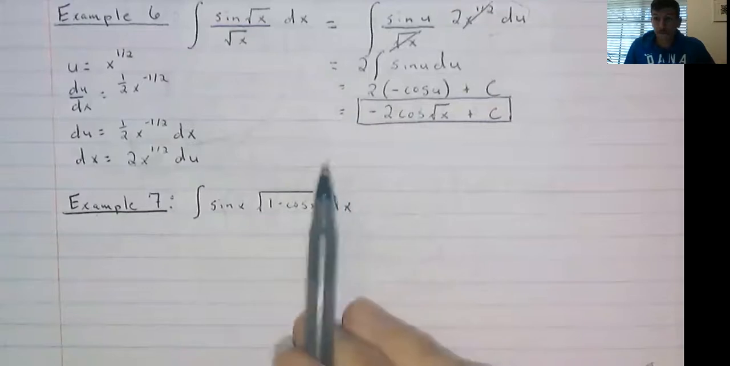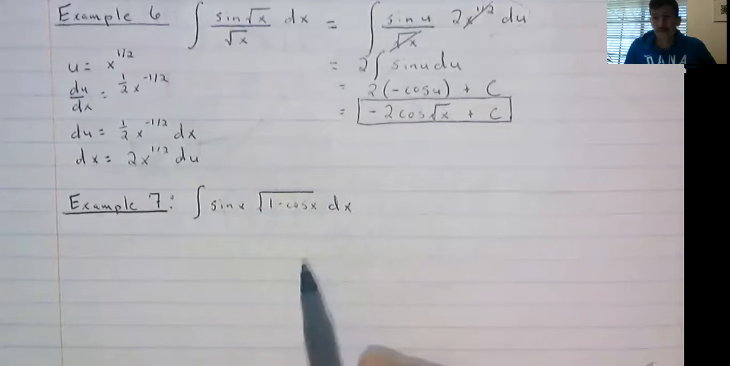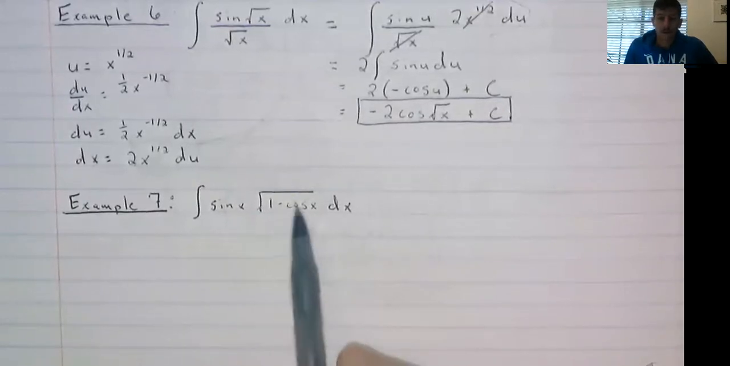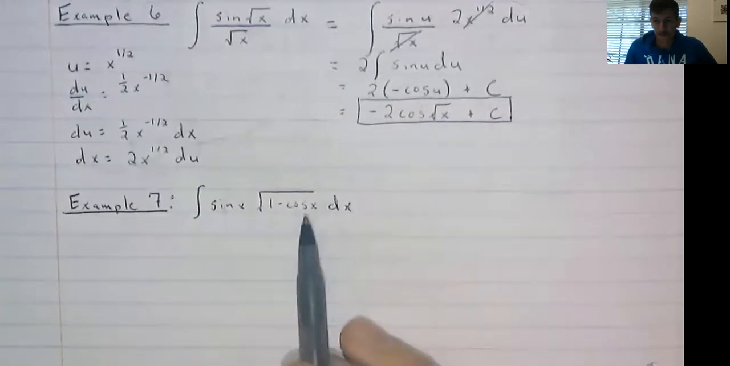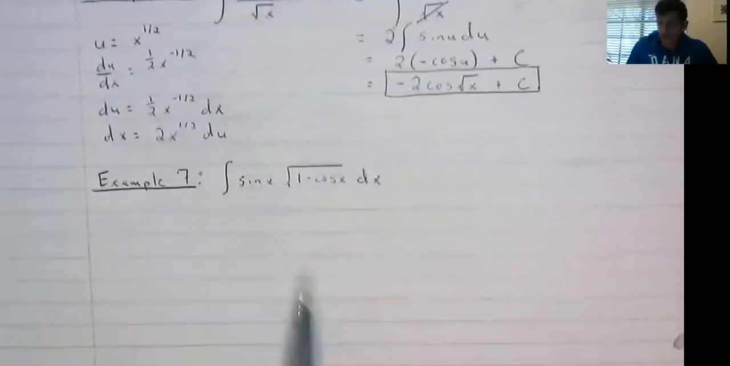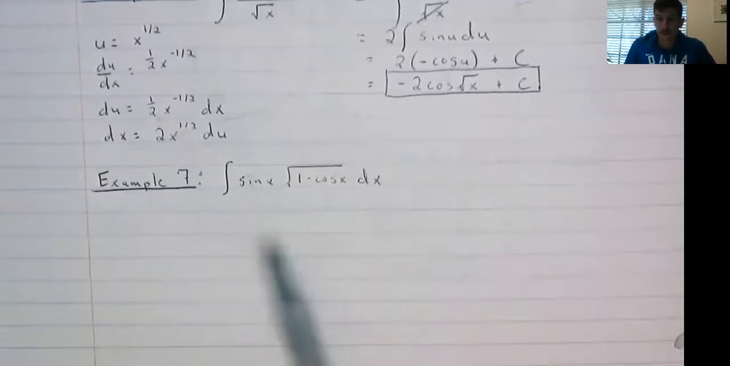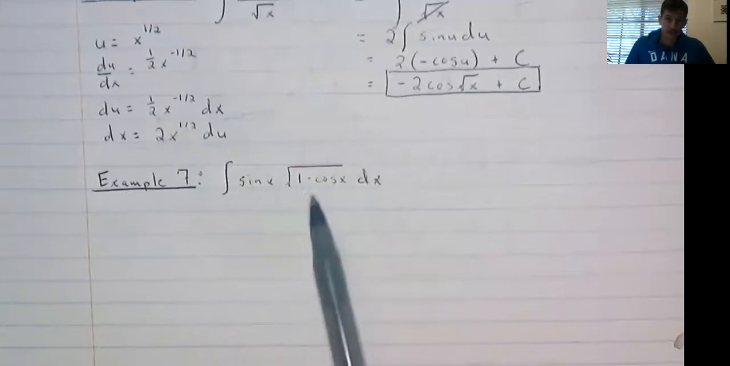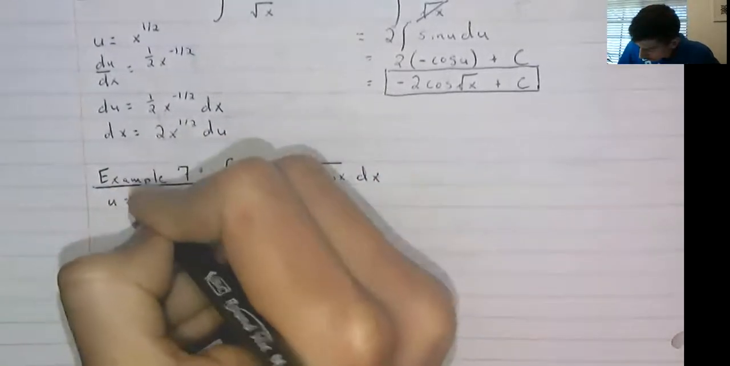So there might be a brief moment of hesitation where you're thinking, well, which one do I choose as my u? Again, kind of just looking for the innermost situation. I'm thinking 1 minus cosine of x because it's sort of encased within, composed within the square root. We'll see in example 8 that especially with trig functions, you can sometimes get away with choosing either one. But for this one, we're going to choose kind of the obvious 1 minus cosine. So u is equal to 1 minus cosine.